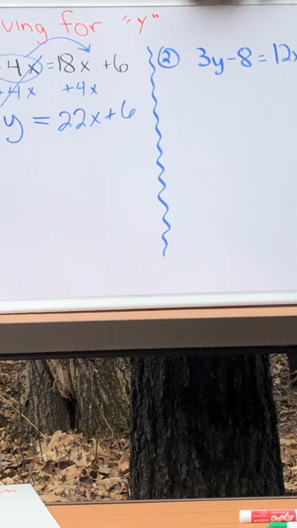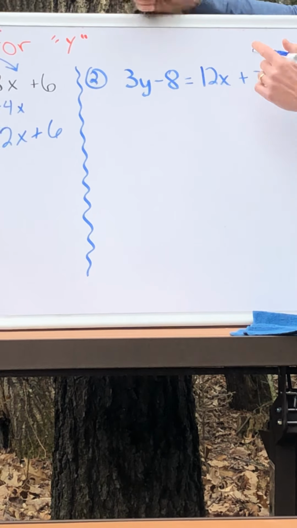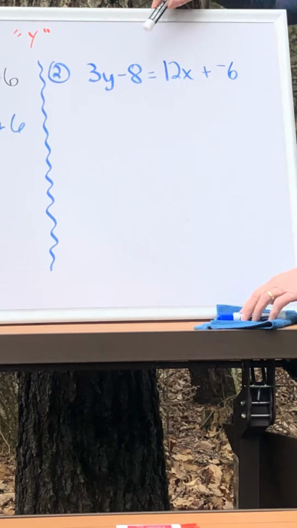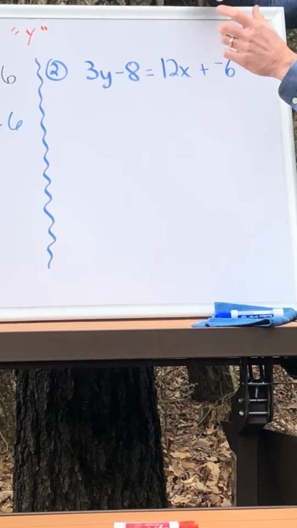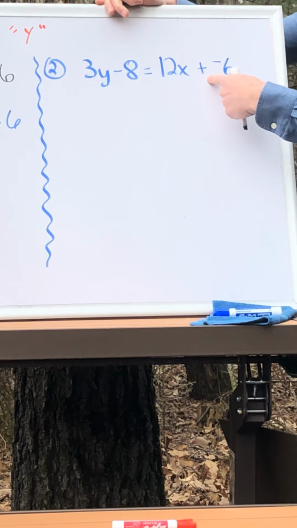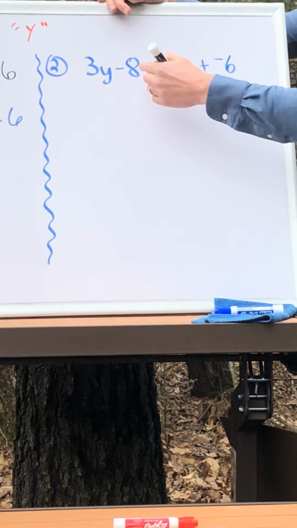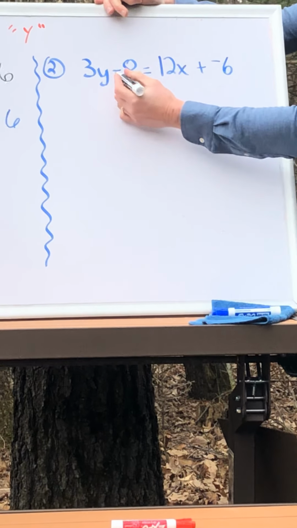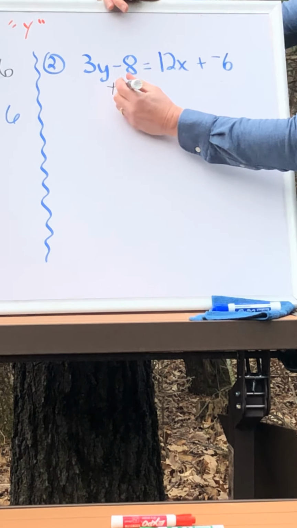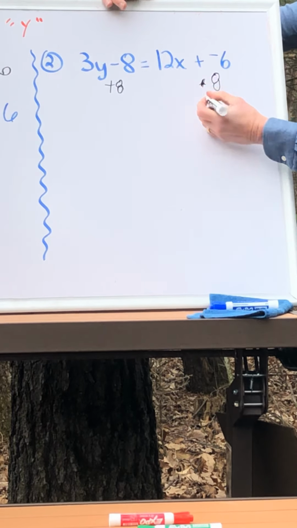Here's another one. I got 3y minus 8 equals 12x plus a negative 6. I want to get that y all by itself. To do that, I got to get this 8 over here. I got to get that 3 over here. I want the y all by itself. Here we go. First, I'm going to move this 8 over here. That's a minus 8, so I'm going to do the opposite. I'm going to add 8. Whatever I do to one side, I do to the other side.